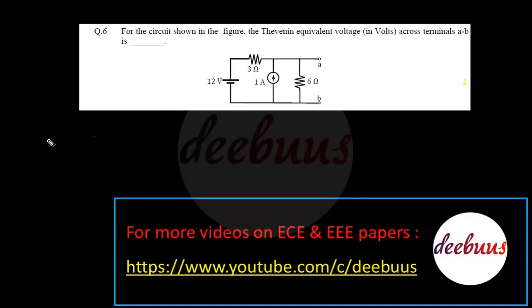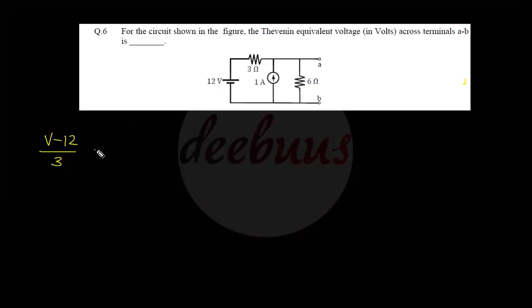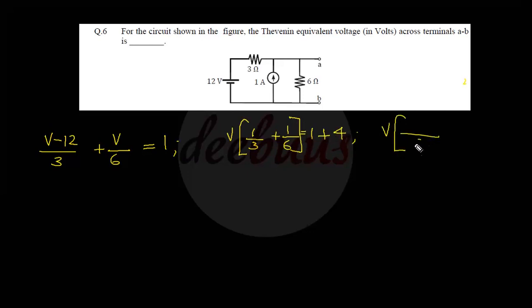I am marking this node, that is (V minus 12) by 3 plus V by 6. Now 1 ampere current is entering, so on the right hand side it is 1 ampere. Now V into (1 by 3 plus 1 by 6) equals 1 plus 12 by 3. 12 by 3 is 4. So V into 3 by 6 equals 5, or V Thevenin equals 30 by 3, that is 10. 10 volt is the answer. So the Thevenin voltage is 10 volt.